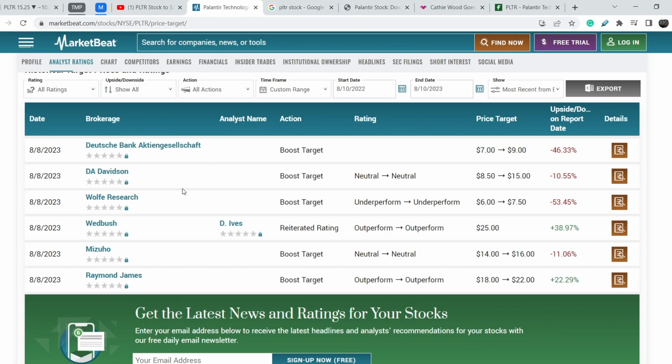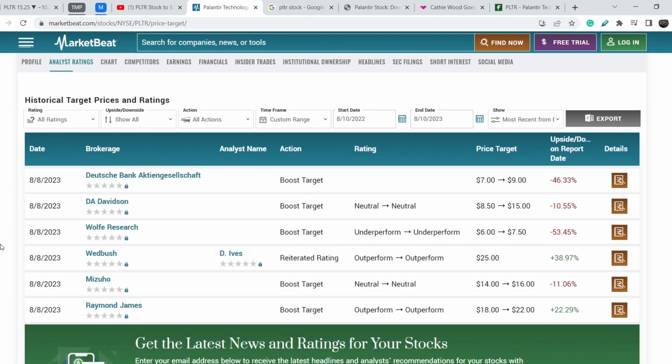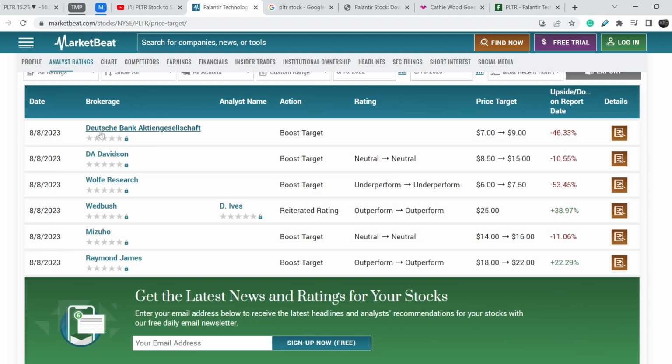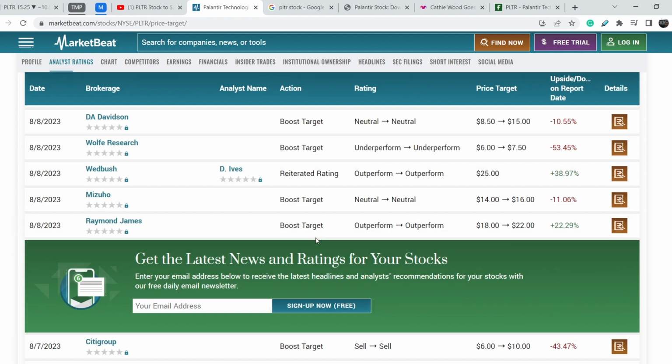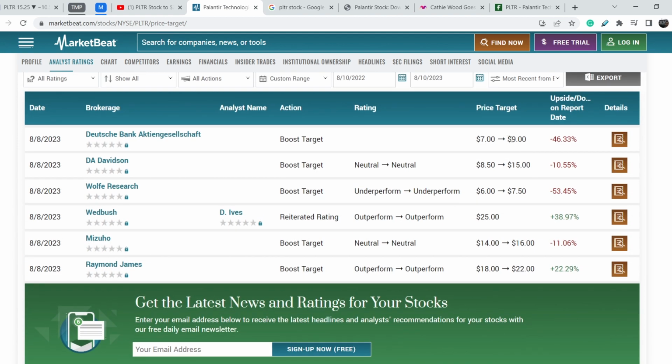In general, if we take a look at the list of these analyst firms, a lot of companies made an update on Palantir right after the earnings report was published. As you can see, almost all of them boosted their price target, but they set the price target below the current price. Deutsche Bank set the price target at $9, which implies 46% of downside potential.